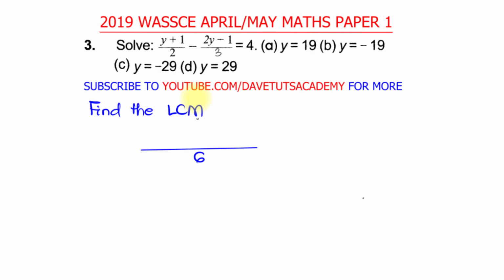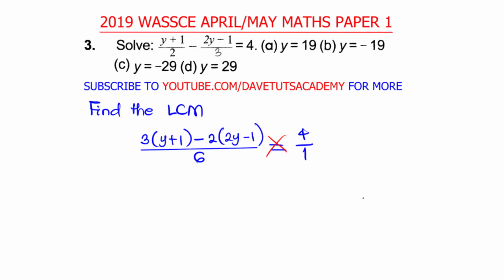Okay, now 6 divided by 2 is 3. That 3 we are going to use to multiply the whole of this numerator in the first fraction. So we have 3 multiplied by y plus 1. Okay, then this negative sign minus, again 6 divided by 3, that is 2. That we will use to multiply the whole of this numerator in the second fraction. So we have minus 2 multiplied by 2y minus 1 is equal to, this is 4 as a whole number, but we can write it in fraction and say 4 is the same as 4 over 1. I'm doing this so that it can be easy for us to cross multiply.